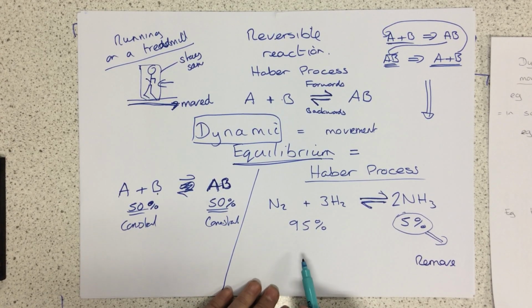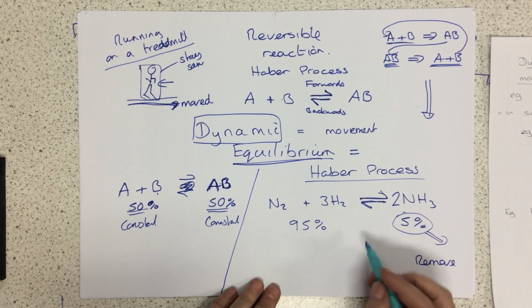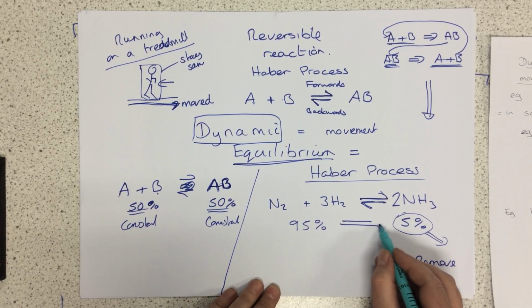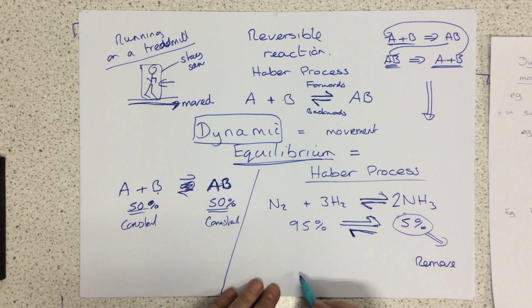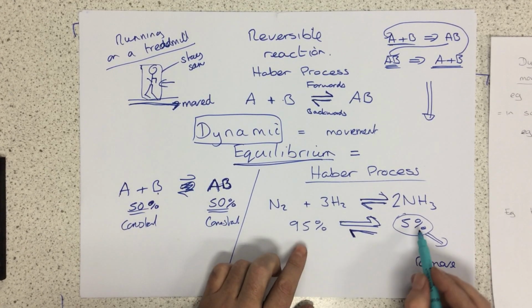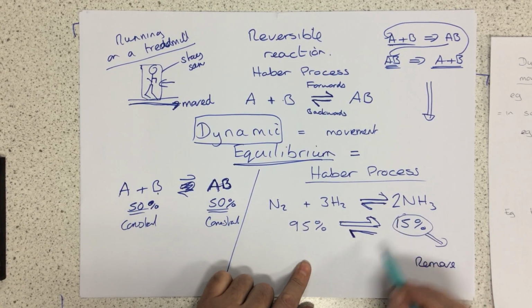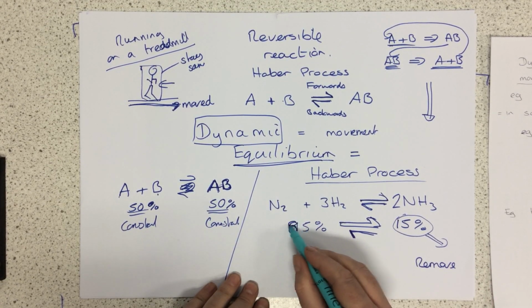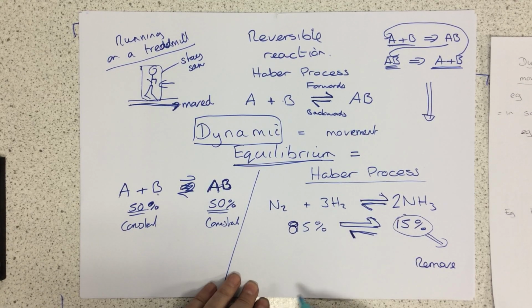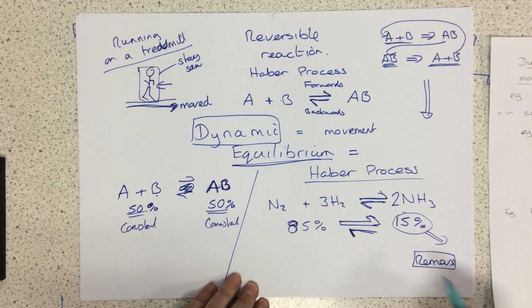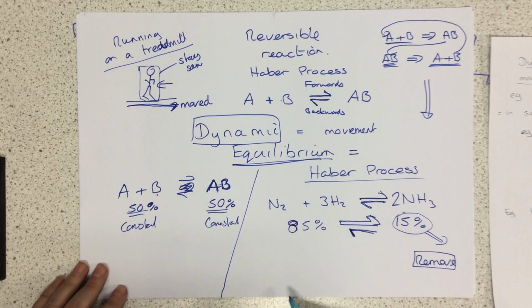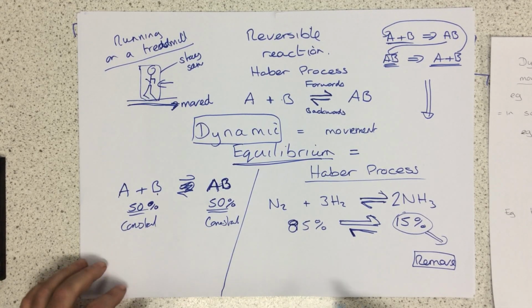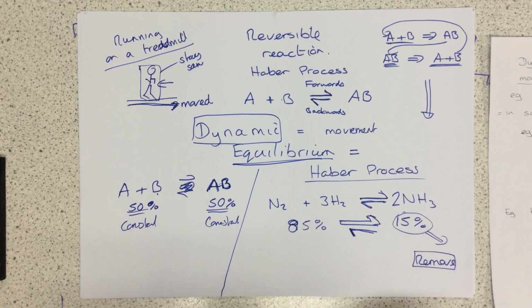The proportions here, though, can be changed. We can change the conditions in the reaction to try and encourage the forward reaction to be greater than the reverse reaction. And if we can do that, we can encourage this percentage to increase to maybe 15% and this to decrease to maybe 85%, and therefore we make this reaction much more profitable for us as chemists. So the proportions here depend on the conditions that we apply to the reaction. So that is reversible reactions.